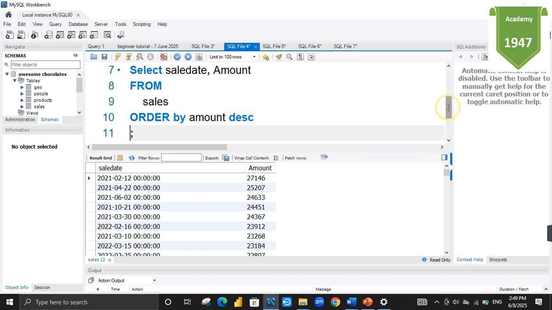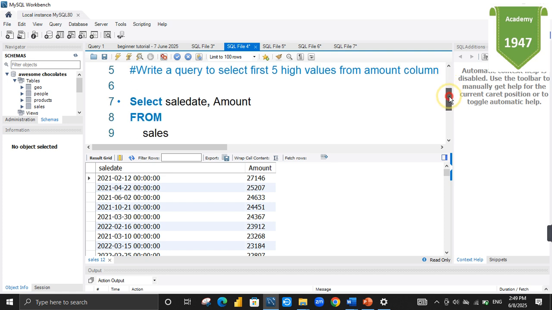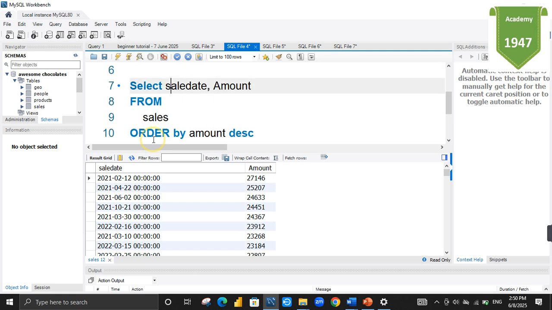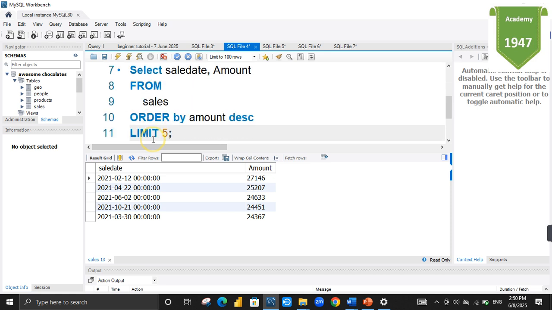So the query says to select the 5 highest values from the amount column. We would just use the keyword limit, and then any digit up to what we require the data to appear. Let's suppose we write 5, the query shows us the data records of 5 only, and the rest of the data won't appear.